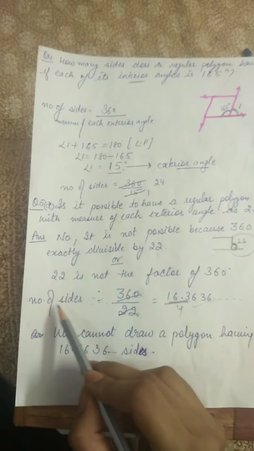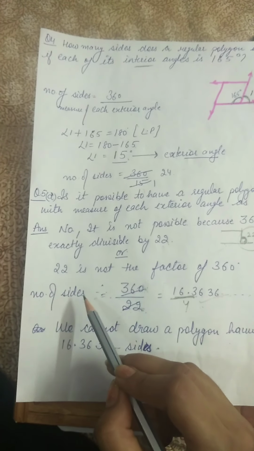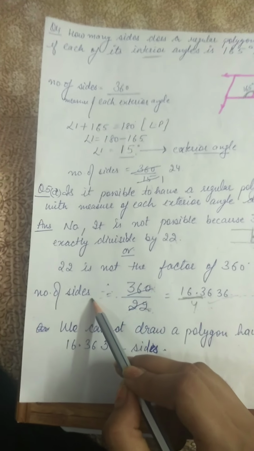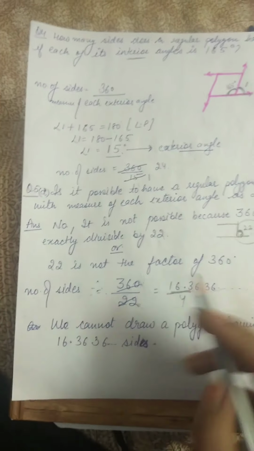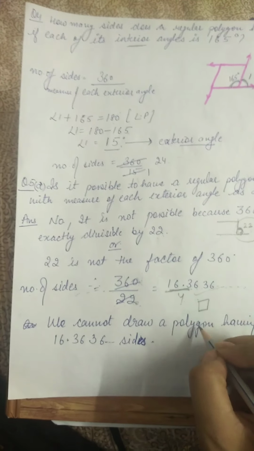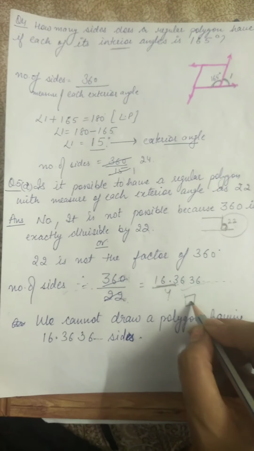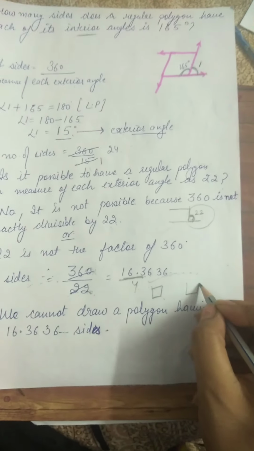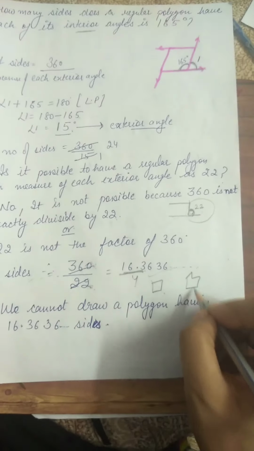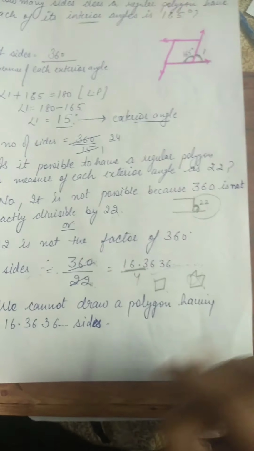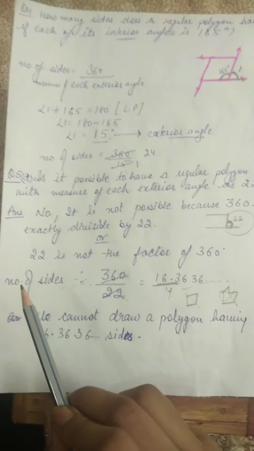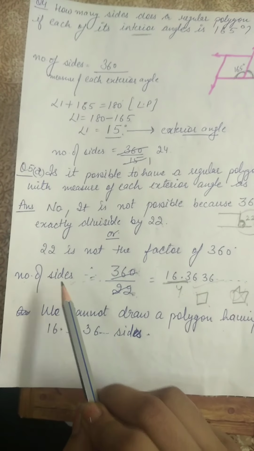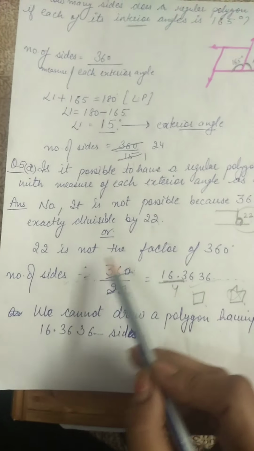No. Because the number of sides is always a natural number. You cannot say that, ma'am, this polygon has 2.3 sides. Is it possible? No. Can you say that this polygon has 16.5 sides? No, we cannot say. Okay, so the number of sides is always a natural number.